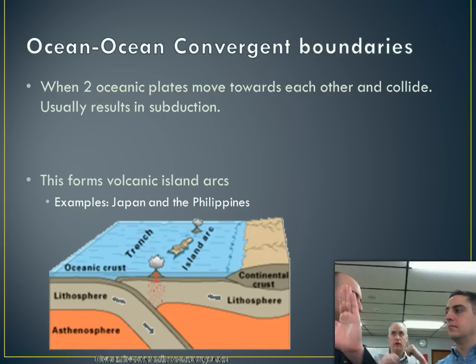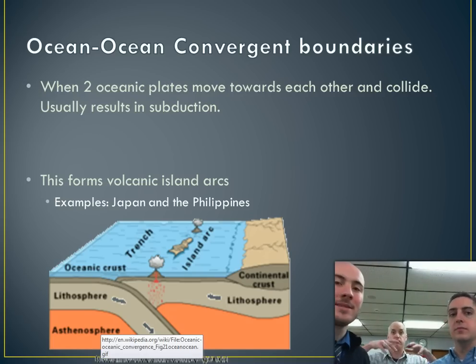and it actually forces magma up. Makes volcanoes, and then, of course, it cools in the water and makes volcanic islands, like the ones in the Philippines and Japan. Some of these places were formed this way.